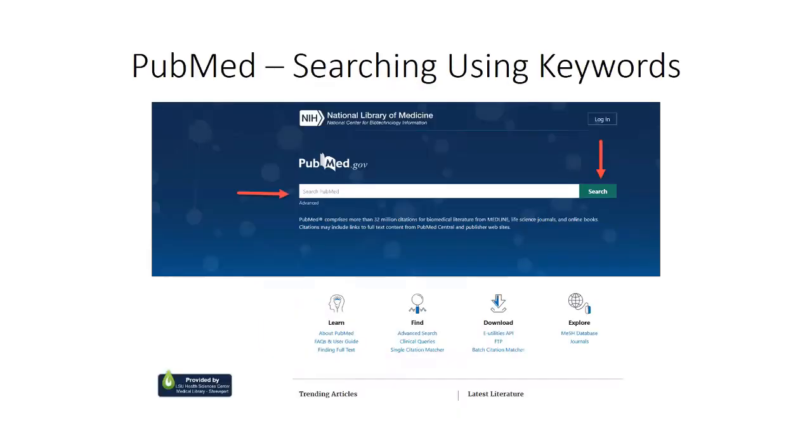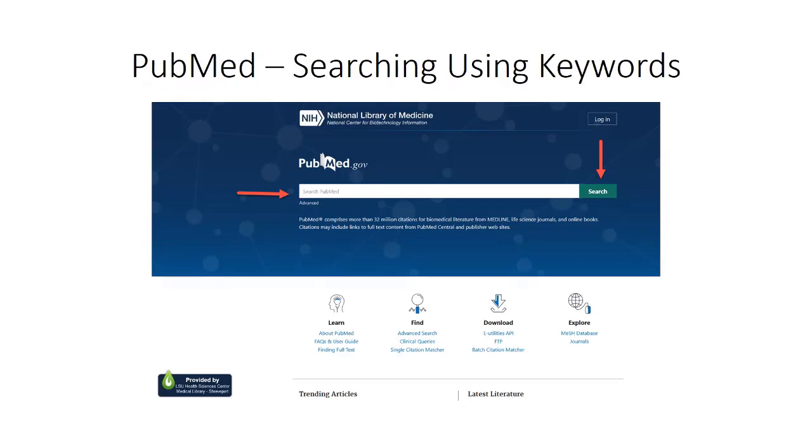Now let's look at keyword searching. On PubMed's main page, there is the search bar. Keyword searching is simply typing in the terms or phrases being looked for. In keyword searching, you do not have to use the Boolean operators AND, OR, or NOT. The default is AND in keyword searching, and it will be automatically applied.